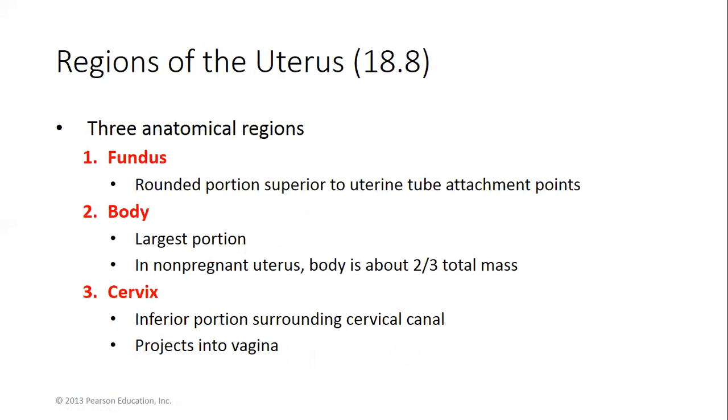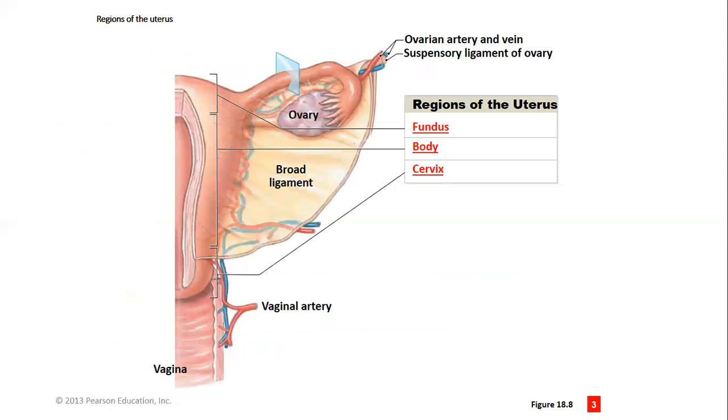These three major regions, again, fundus, body, and cervix, we've talked about, and the cervix projects into the vagina. The body's the largest portion. And then the fundus is the upper rounded portion, and that's usually where the uterine tubes attach. So right here is this upper rounded portion. This is the fundus. This is body. And then the cervix is just this lower portion that's kind of narrowed through and enters into the vagina.